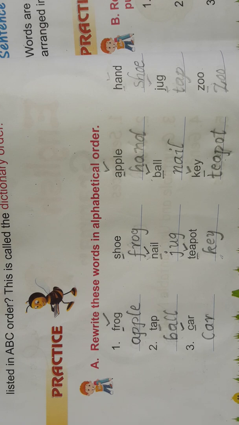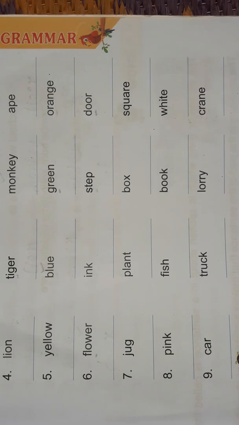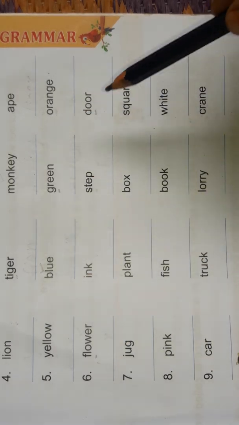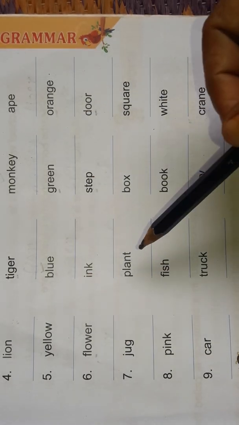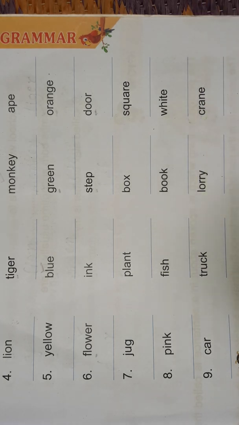Children, have you understood how to write in alphabetical order? Okay. Here also some groups are there. Copy this into your notebook and try to write them in alphabetical order. Okay.